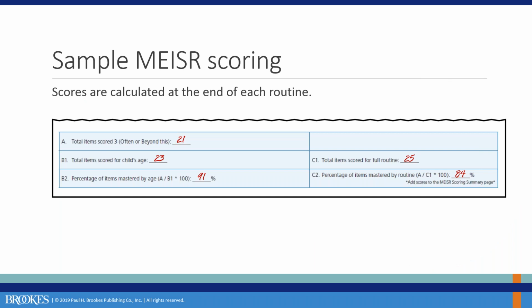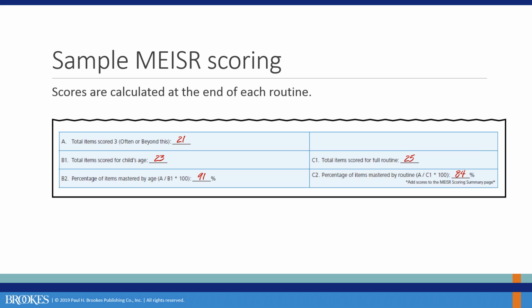The summarizing of the MEISR scores for each routine is that we count up the total number of items scored as a 3. So those are items the child has mastered. We also look to see how many items there were up to the child's age in that age column that Naomi talked to you about. And so in this case, there are 23 items there up to the child's age. So we sometimes literally draw a line, let's say under the 19 months, if that's the child's age. And then you compute the percentage. So this child was rated as having 21 threes out of a potential 23, and that comes to 91%. There are, however, 25 items in this routine.